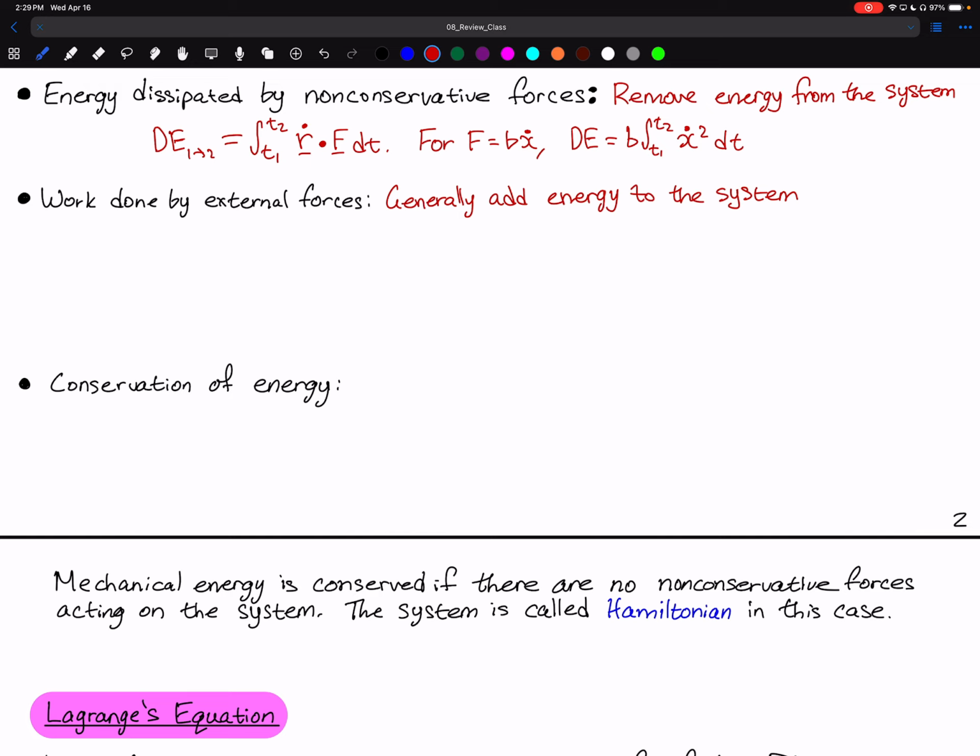All right, so in this case, we'll write that the work, W, is going to be equal to the integral from t1 to t2 of r dot dotted with the force, dt. That r dot is the velocity where the force is applied. If it's a particle, it's just the velocity of the particle. If it's a rigid body, then it depends on where that force is applied. So we'll specify that r dot is the velocity vector at the location of the force F.